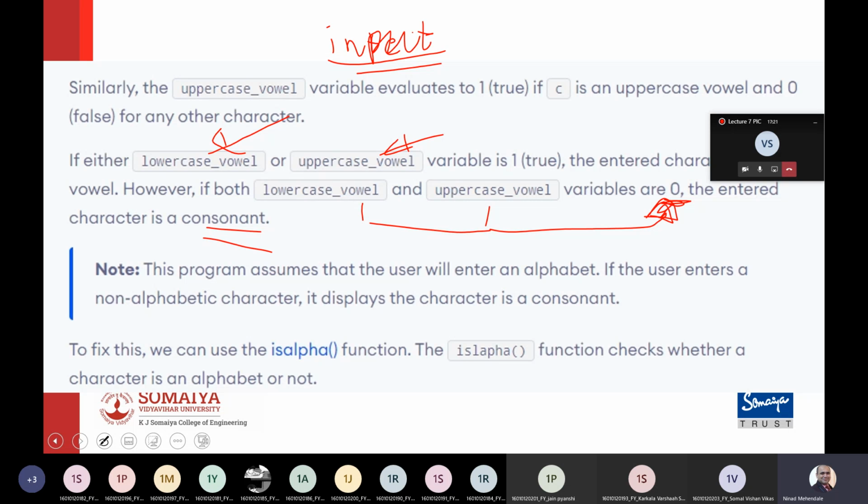To fix this, we can use a function called isAlpha. The isAlpha function checks whether the character entered is an alphabet or not. So if you write this isAlpha inside the if and then you display consonant, that will be great. This is how you can correct the problem. Now, most of us will not believe that somebody has entered a colon into this program, but users do things like that. So we have to be prepared for all possible kinds of cases.